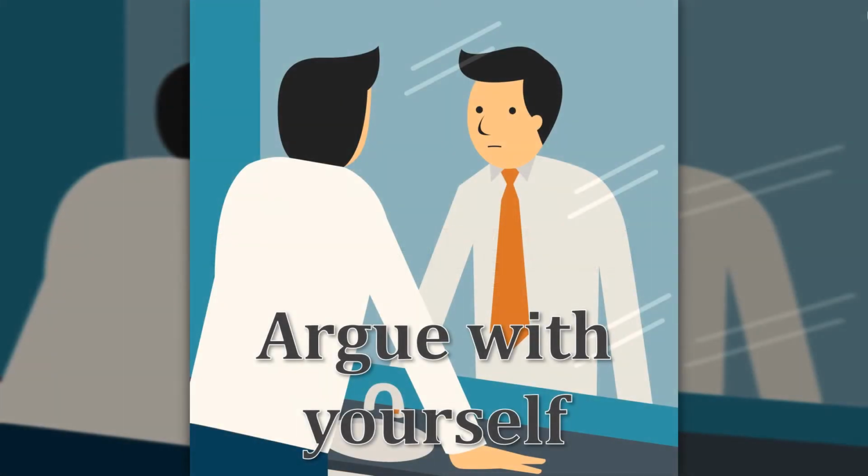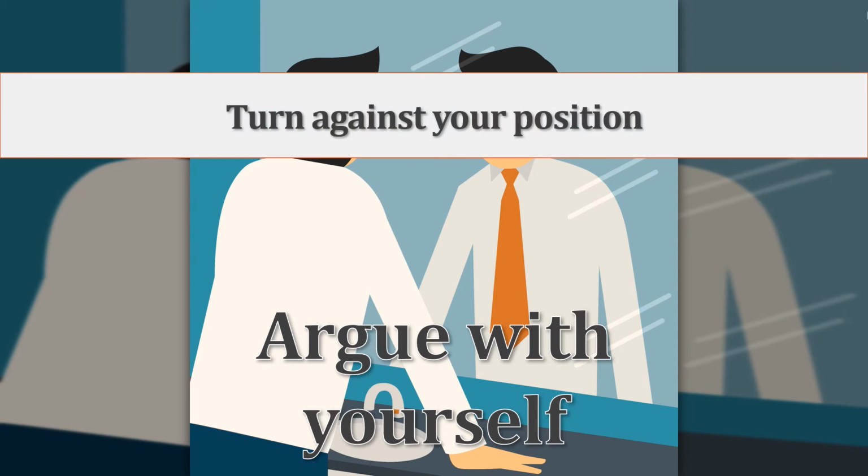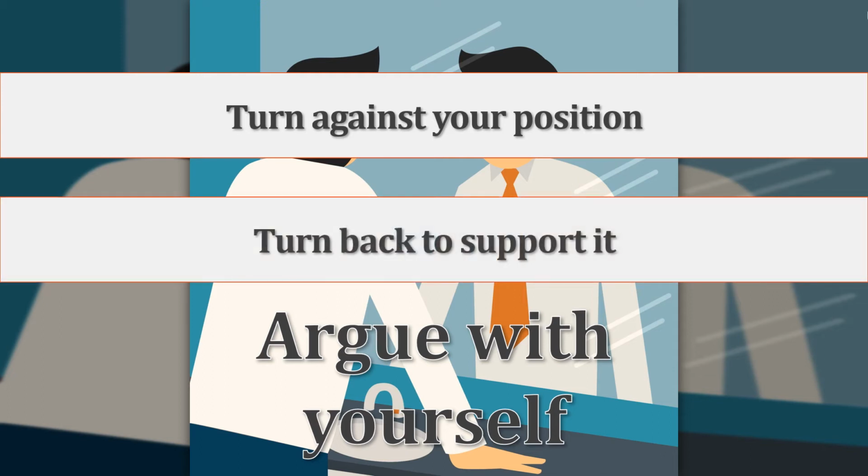One way to do this is to challenge your own arguments. You can first turn against your own position, questioning its validity or some apparent weak point in your argument. This should be followed up with a turn back to support your position, showing why it is in fact valid in spite of the challenges you have raised.